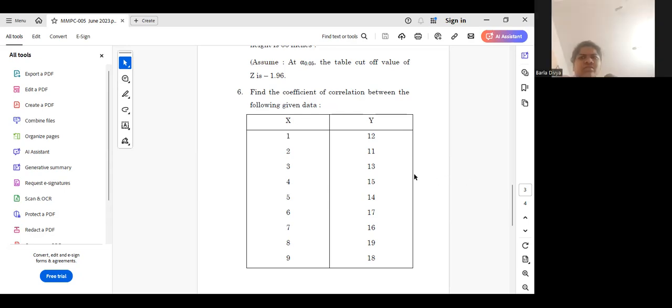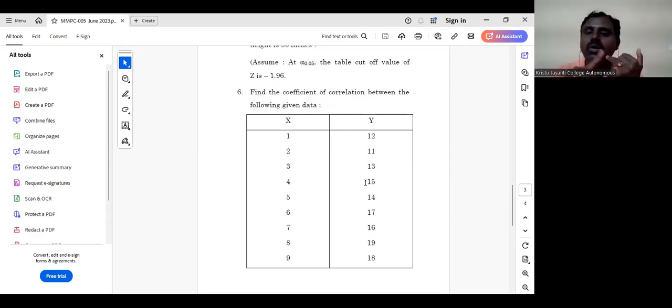Sir, which one is easier, regression correlation or the first one? Ma'am, regression is different, correlation is different. Regression analysis is different. There we find the regression equation and we predict values.